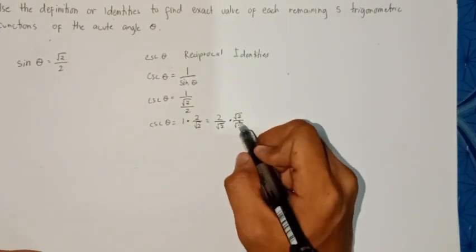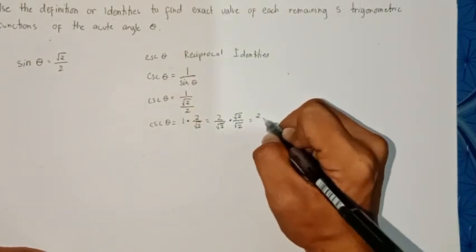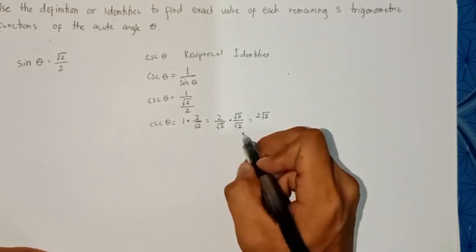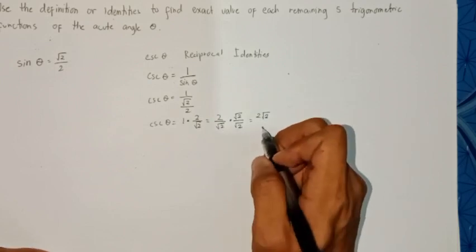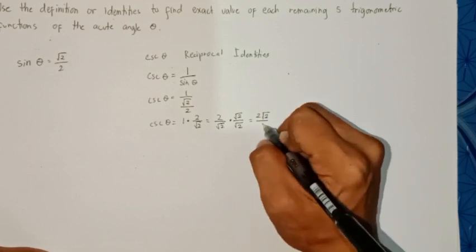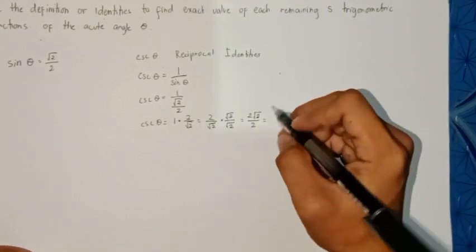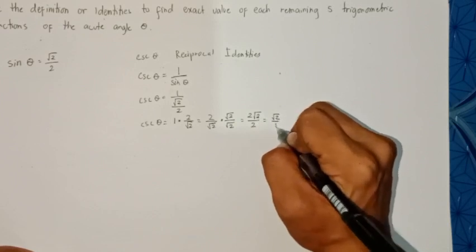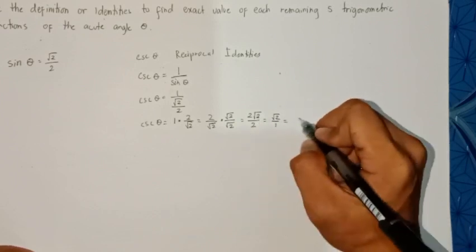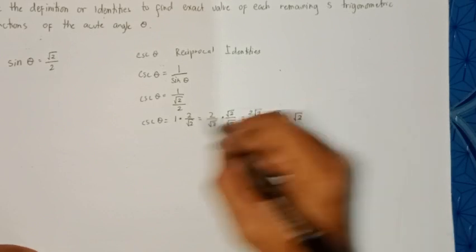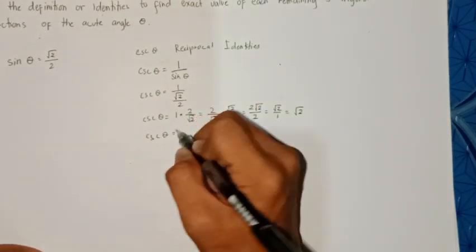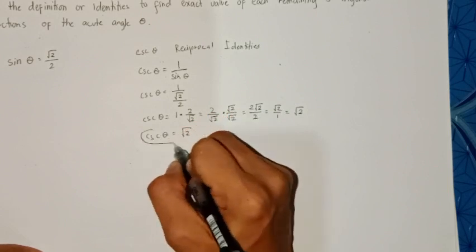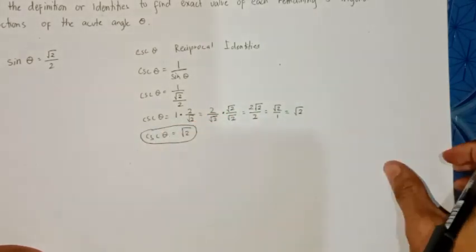So 2 times square root of 2 is equal to 2 square root of 2. Square root of 2 times square root of 2 is equal to square root of 4. Square root of 4 is equal to 2. Simplify, we have square root of 2 over 1 is equal to square root of 2. So our cosecant theta is equal to square root of 2.